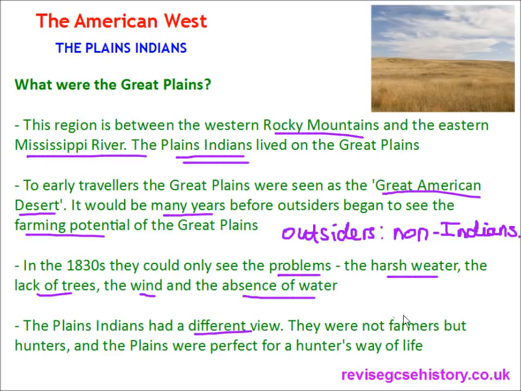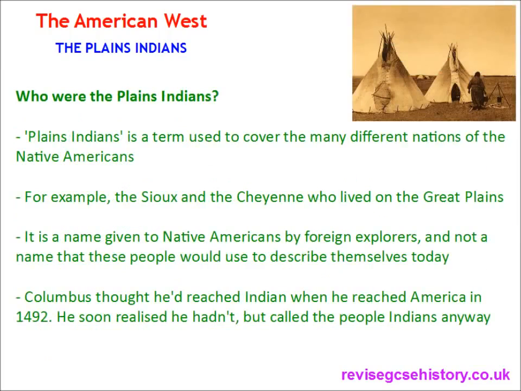So the Plains Indians had a different view to this, obviously. They weren't farmers but were hunters, so the plains were perfect for a hunter's way of life. They couldn't grow anything, but they could hunt. So, who were the Plains Indians? Well, Plains Indians is a term used to cover the many different nations of the Native Americans. We're not talking about Indian people, we're talking about Native Americans when we say Plains Indians. For example, some different nations are the Sioux and the Cheyenne, who lived on the Great Plains. The Plains Indians is a name given to Native Americans by foreign explorers, and it's not a name that these people would use to describe themselves today. So they wouldn't say we're the Plains Indians.